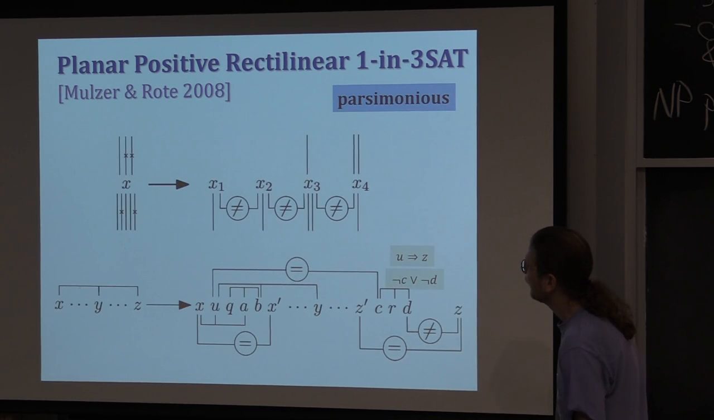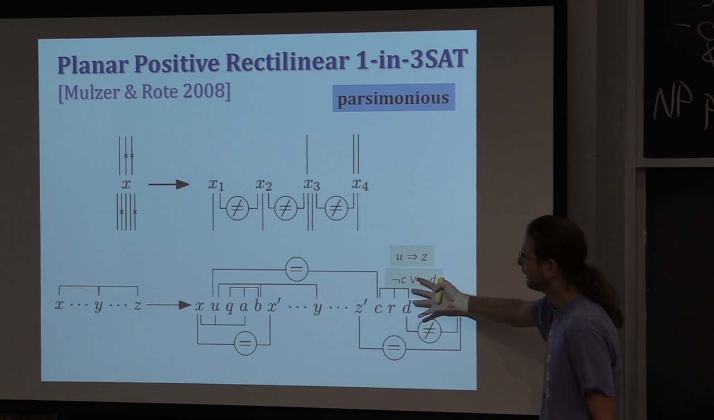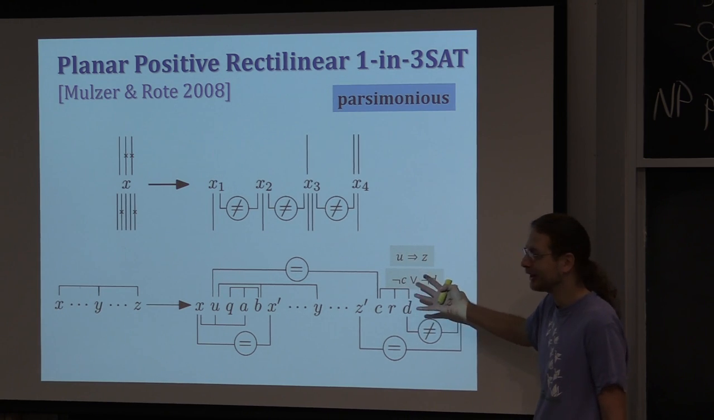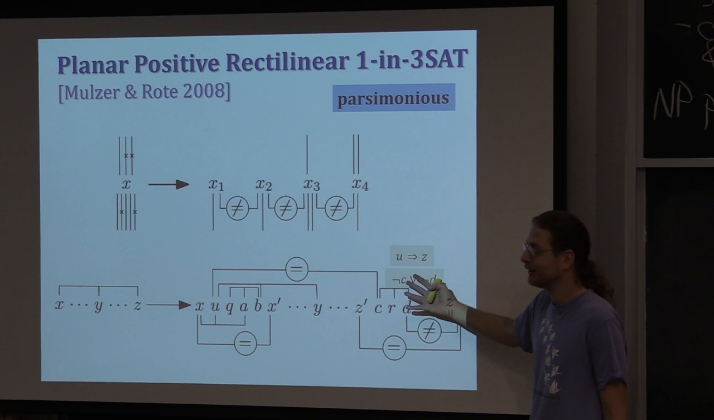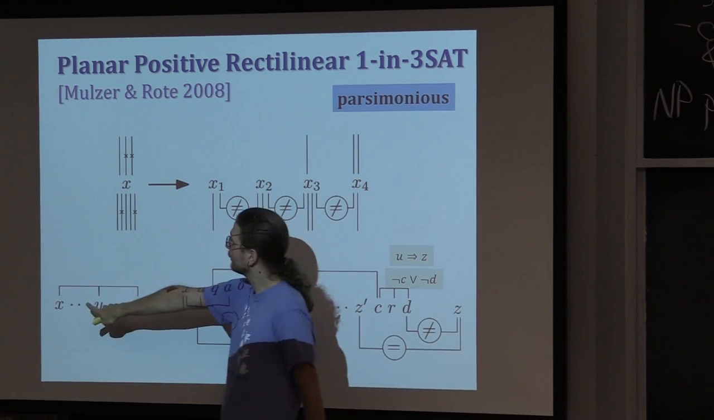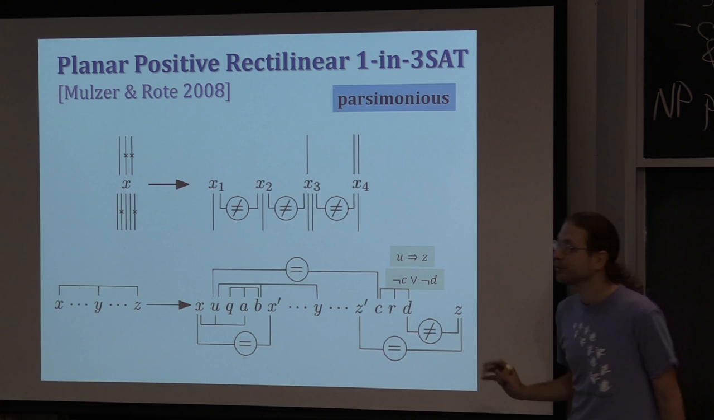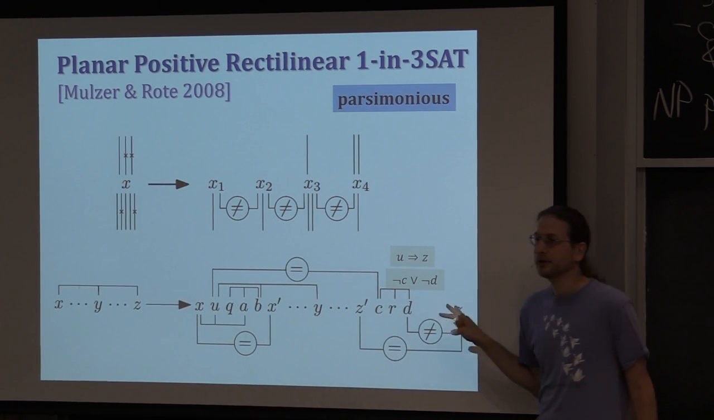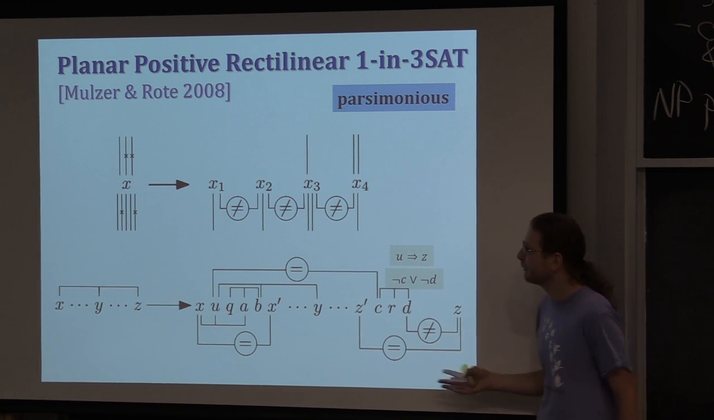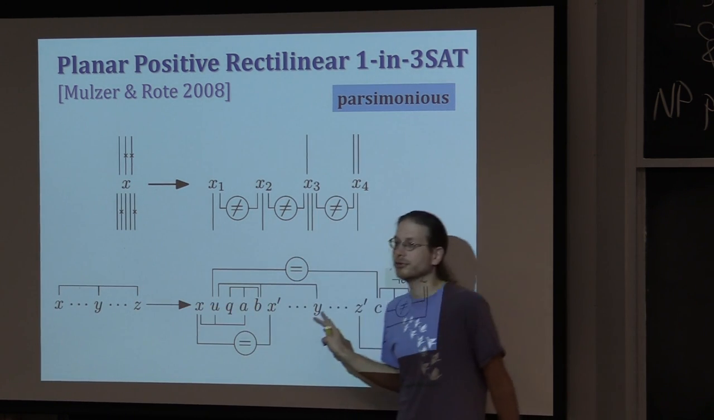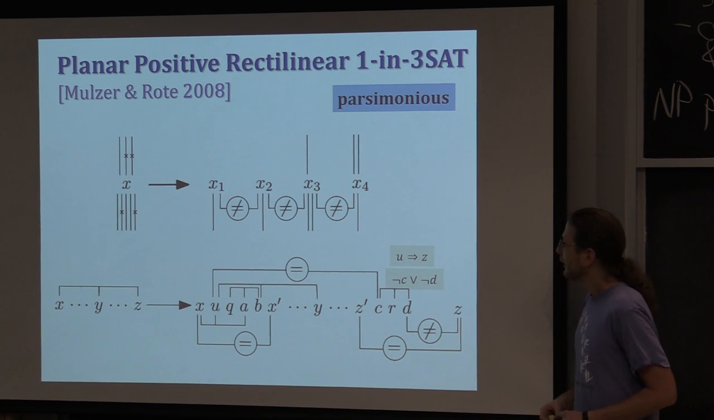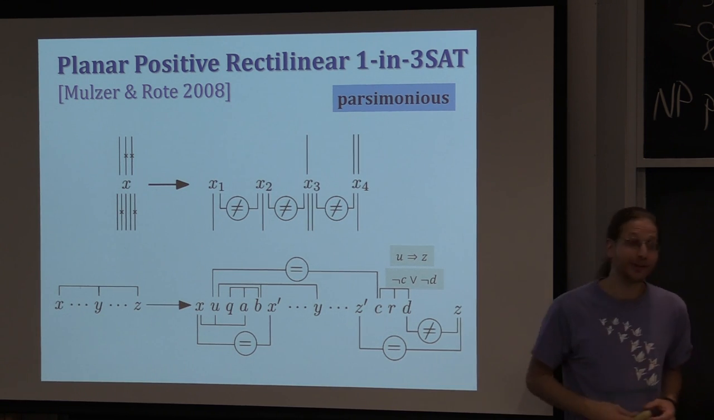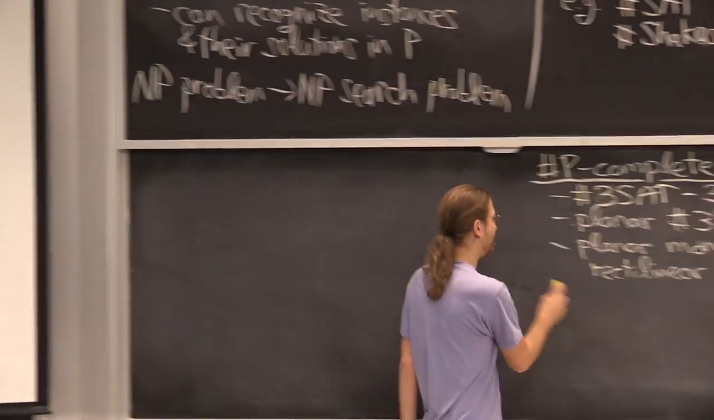Again, parsimonious there. And then this one was too complicated to think about, so I again wrote a program to check all the cases, and every choice of X, Y, Z over here that's satisfied, this is a reduction from 3SAT. So if at least one of these is true, there will be exactly one solution over here. And just as before, if zero of them are true, then there'll be no solution here. That we already knew. So good news. I should check whether that's mentioned in their paper, but it proves planar, positive, rectilinear 1-in-3 SAT is sharp P complete.